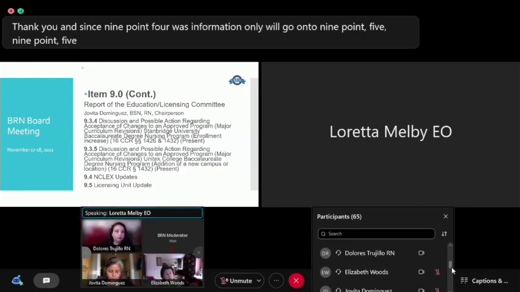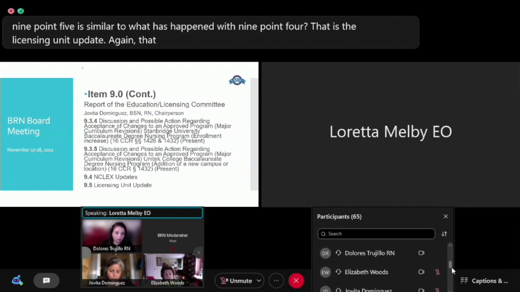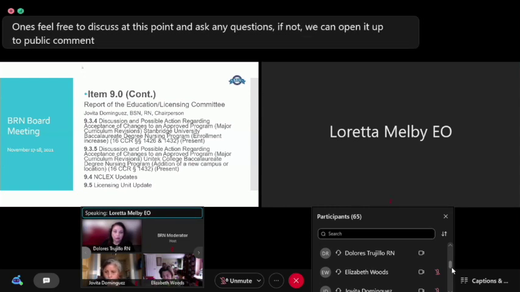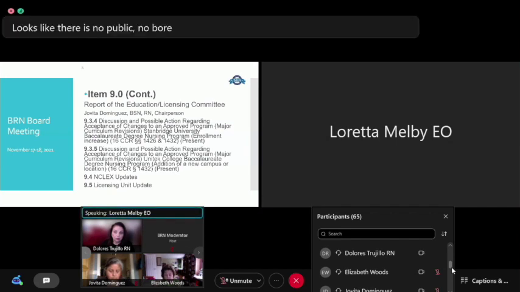9.5 is similar to what just happened with 9.4. That is the licensing unit update. Again, that report is in your materials. If the public or the board has any questions, feel free to discuss at this point and ask any questions. If not, we can open it up to public comment. Looks like there is no board discussion. Board moderator, can you open up to public comment, please?